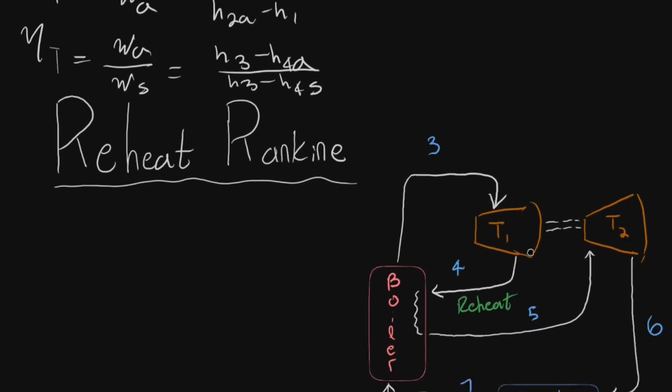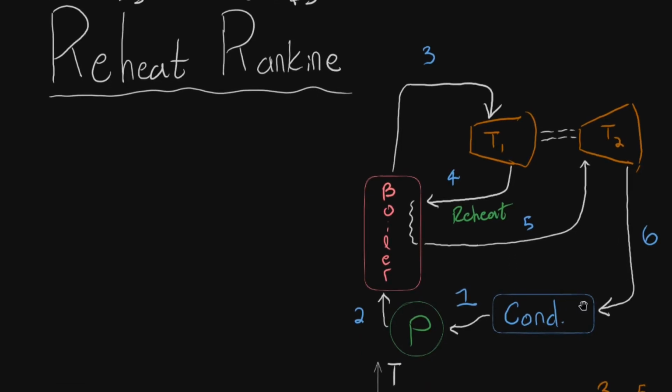Now for the reheat, this is a modification where basically after the pump, we boil it, we heat it up, we send it through one turbine, and we reheat it, heat it up again, and send it through another turbine.